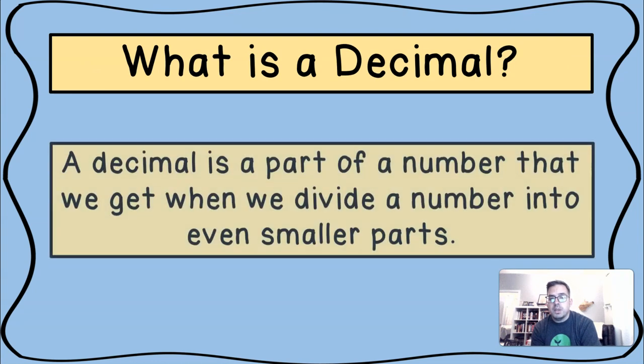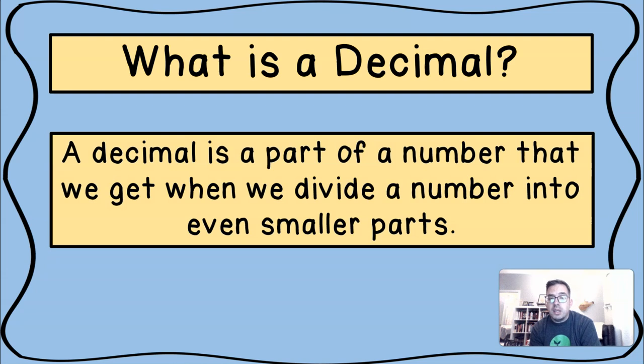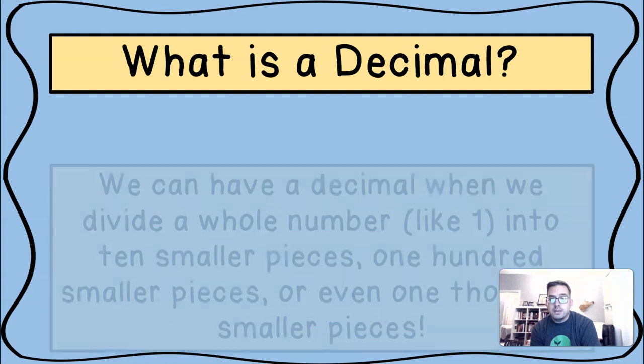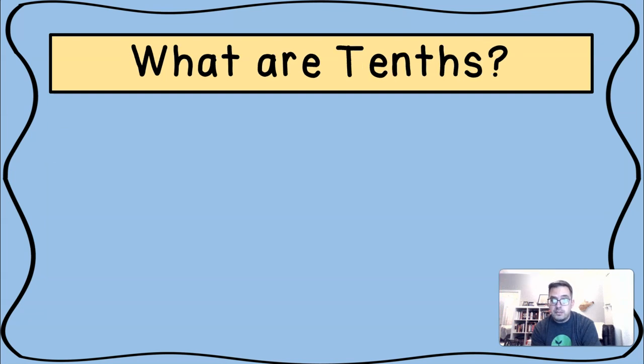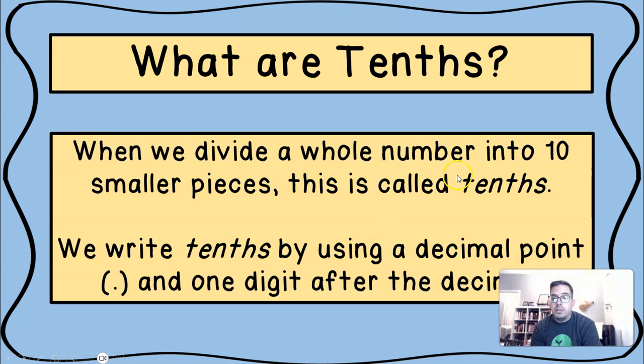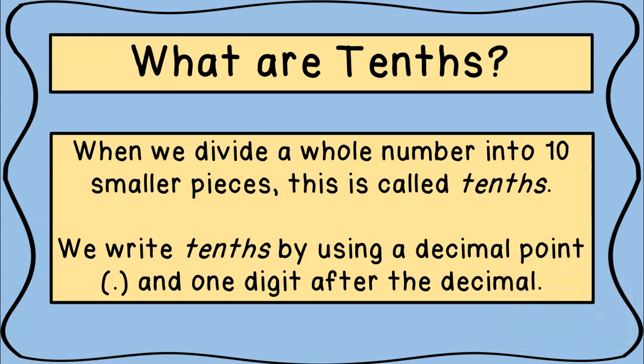So let's review very quickly. What is a decimal? A decimal is a part of a number that we get when we divide a number into even smaller parts. And you can have a decimal when you divide a whole number, like 1, into 10 smaller parts, which would be tenths, 100 smaller parts, which would be hundredths, and even 1,000 smaller parts, which would be thousandths. What are tenths? Well, when we divide a whole number into 10 smaller parts, this is called tenths. And when we write that, we write it by using 1 decimal point and 1 digit after the decimal.